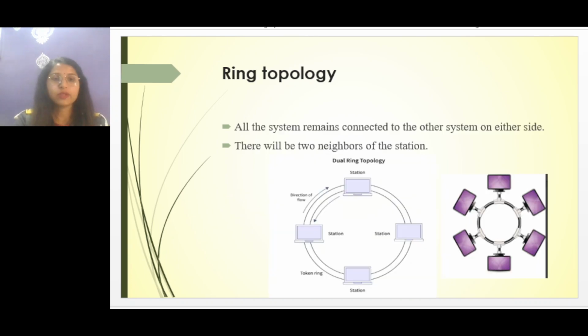Next is the ring topology. In the ring topology, every system remains connected to other systems on either side in a ring manner. Here the concept of token also comes into play. Those who have the token will pass the message. The information in the ring topology flows in one direction, and in the dual ring topology, the information flows in both directions.